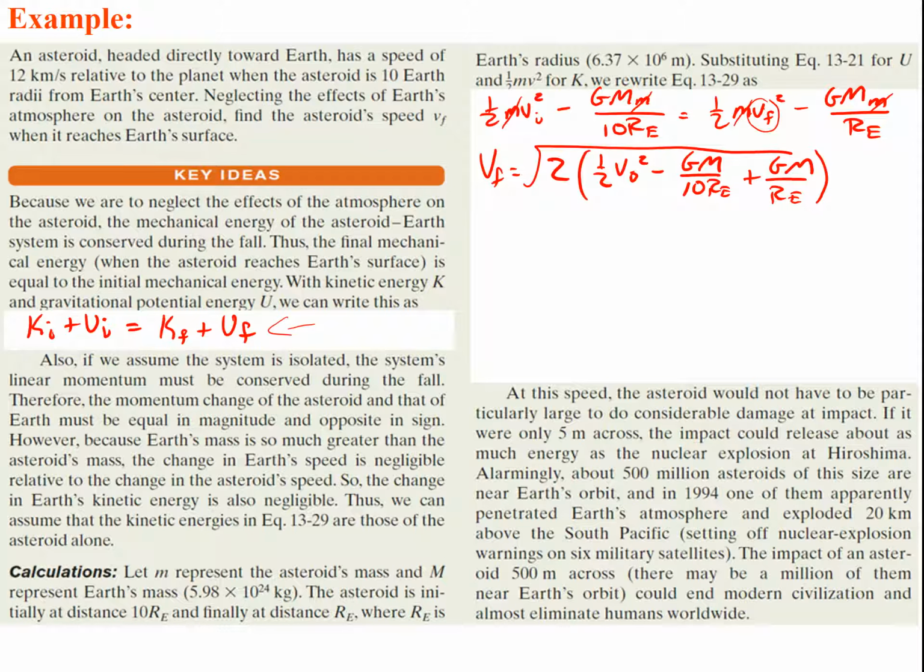Then you're going to plug in all the values that we know. We know that it's going at 12 kilometers a second, so you want to convert that to meters a second and plug that in for our initial velocity. This is going to be the mass of the Earth, then the radius of the Earth, and the same for the second term. So our final velocity ends up being 1.60 times 10 to the 4th meters a second, which is about 16 kilometers a second. So the asteroid is going to basically hit the Earth at 16 kilometers a second.